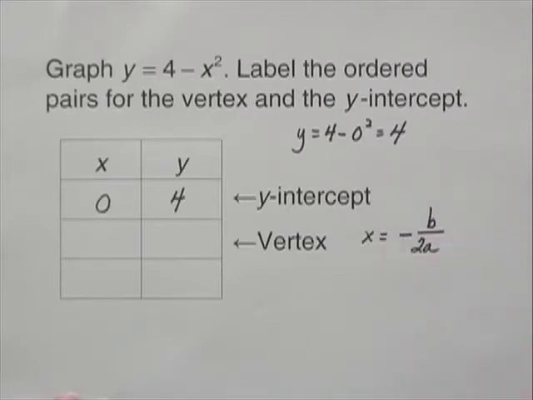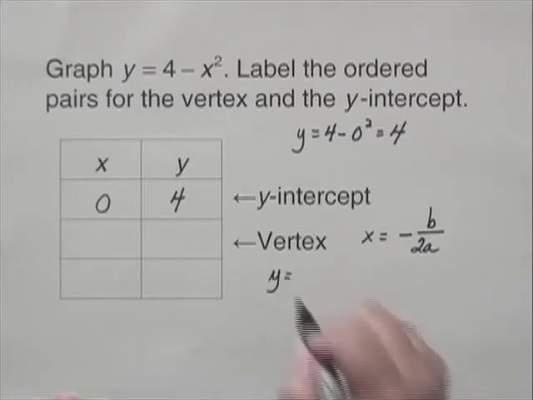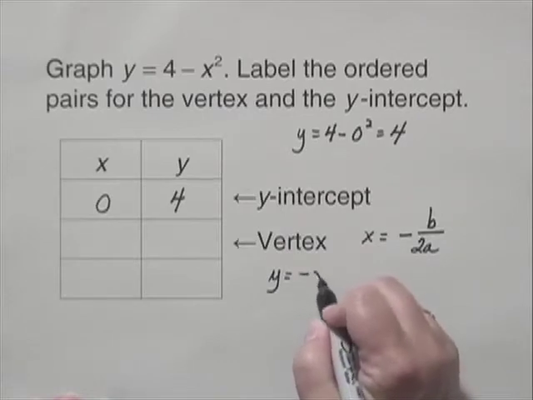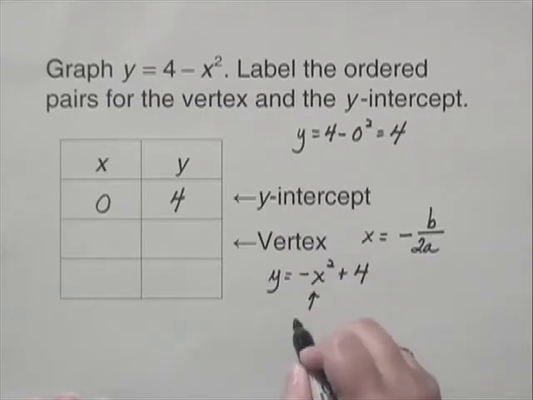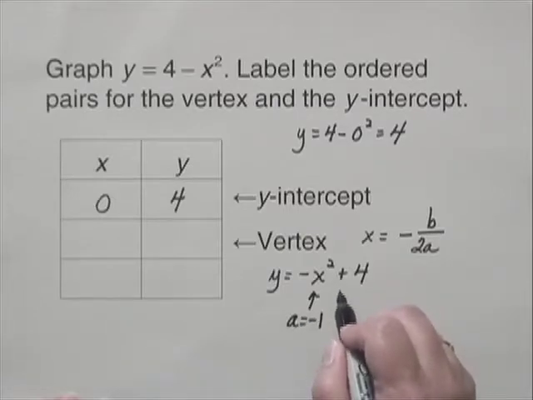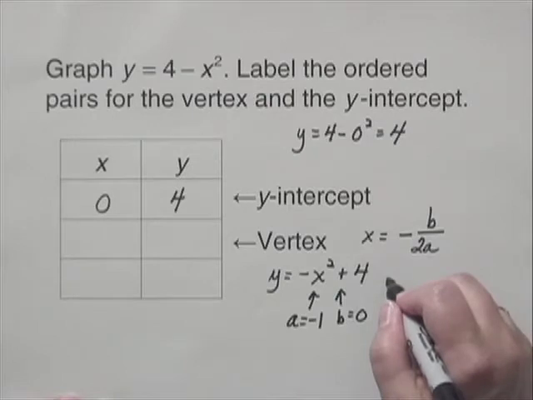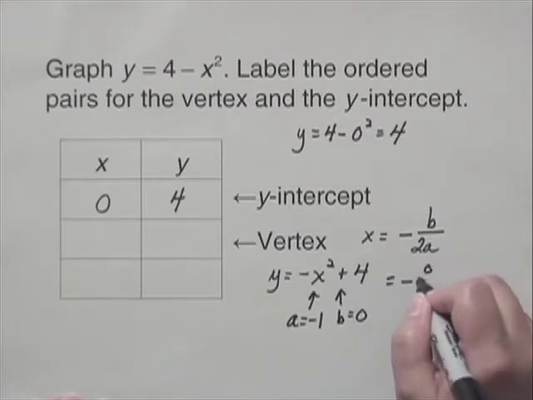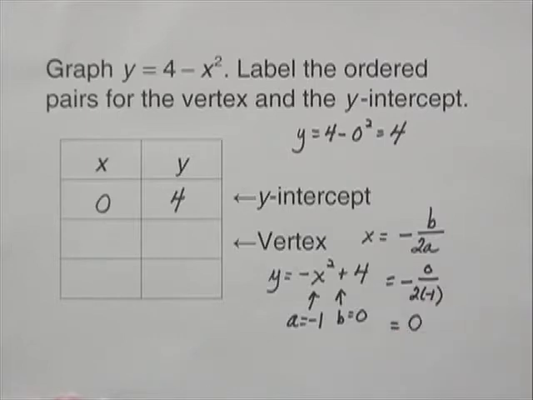2a. Now in order to determine b and a, we will rewrite the quadratic expression in that order. We have the opposite of x squared plus 4, and here a is negative 1, and there's no x term, so b would be 0. So x would be, for the vertex, the opposite of 0 over 2 times negative 1, which would be 0.